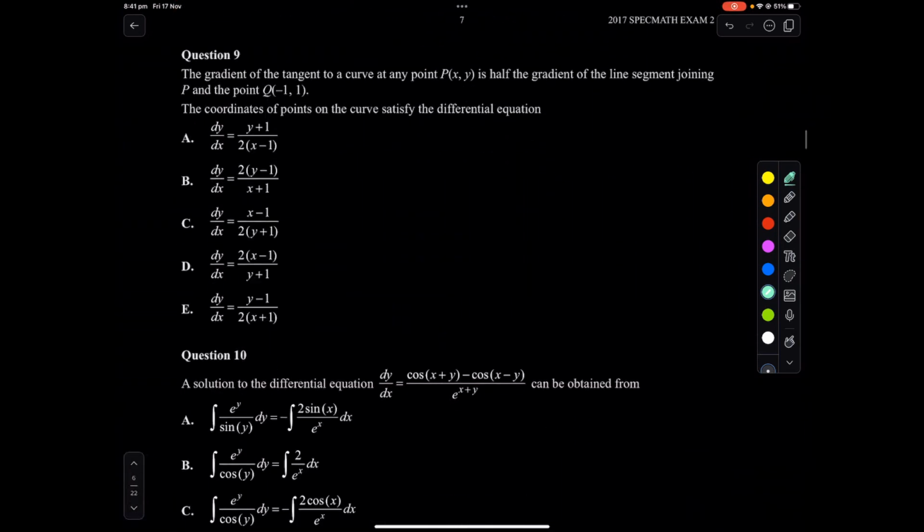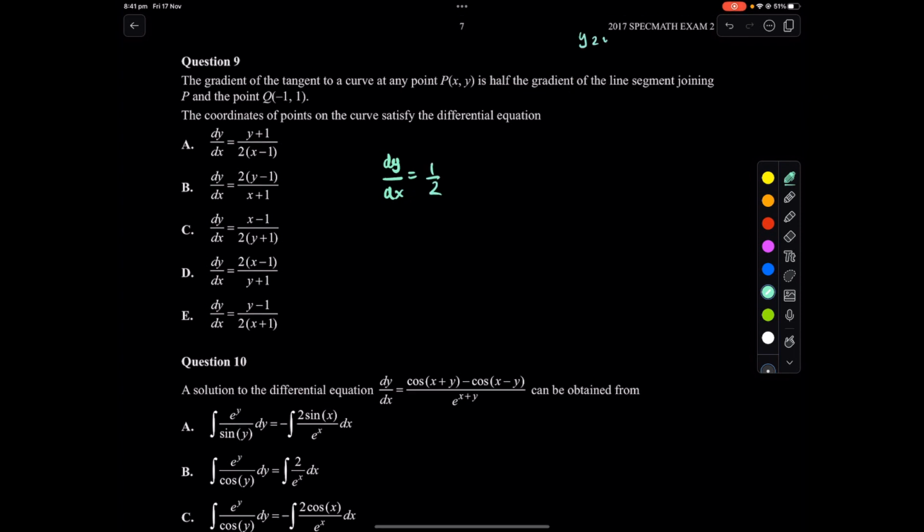Question 9. It says that the gradient of a tangent to a curve at any point (x, y) is half the gradient of the line segment joining P and the point Q. Find the coordinates of the points of the curve satisfying this differential equation. Okay, the gradient of the tangent to any point (x, y) is just dy/dx, yes? It says it's equal to half the gradient of the line segment, so 2 points. So we're going to have to use y2 minus y1.